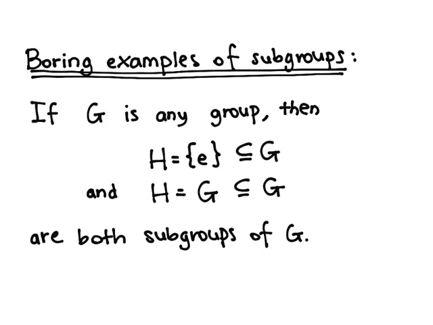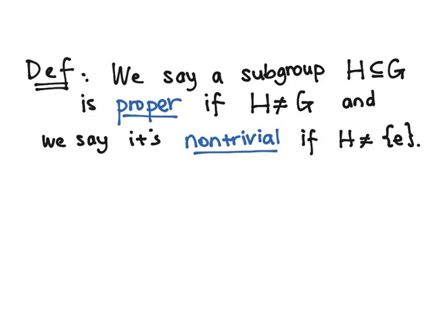Because these examples are a little bit boring, I'll sometimes want to exclude them from consideration. And so I want to give you a little bit of terminology that I'll use if I don't want to consider these examples, but I instead want to consider the richer sorts of examples of subgroups that we saw earlier in this video. We'll say that a subgroup H inside of G is proper if H is not all of G. And we'll say that a subgroup H is non-trivial if H isn't just the identity. It contains more than just that.